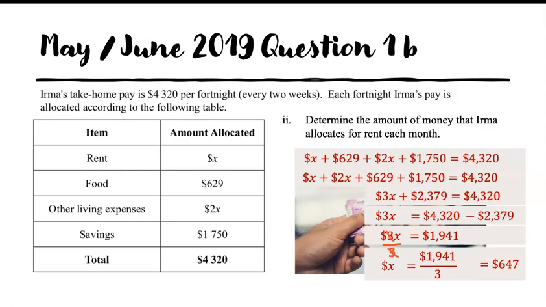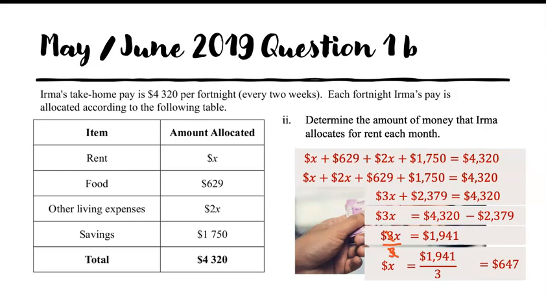So the 3's cancel, leaving just x. And on the right side, we have 1,941 divided by 3, which gives $647. So x is equal to 647.